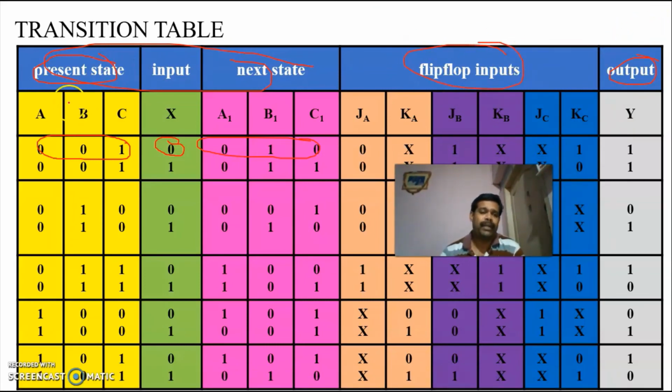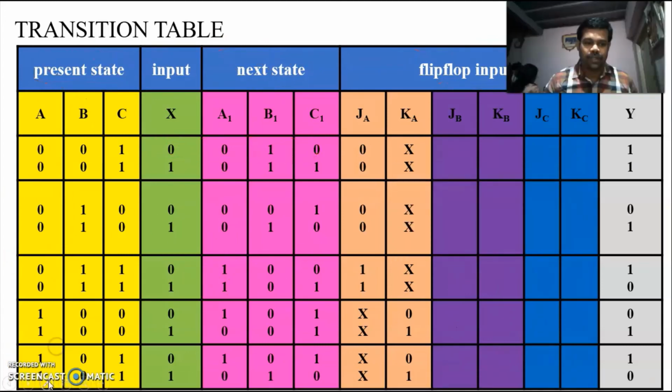So here how many variables are you having in the present state? 3 variables. So you need 3 flip-flops. The type of flip-flop they have mentioned is JK flip-flop. So you have to go for JK flip-flop. Now we'll be converting that state table into the transition table.